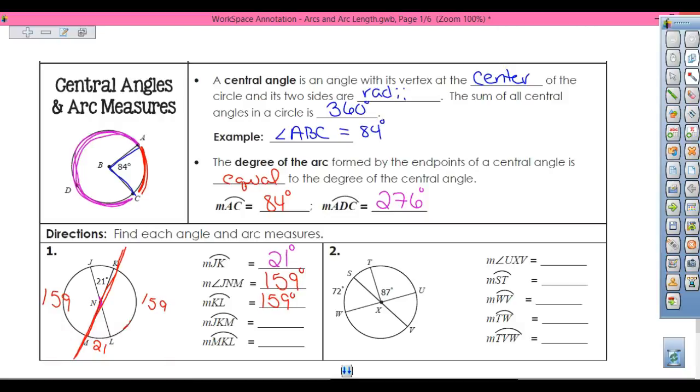So now it's asking for JKM. So you got to go in the order that it gives you, from J to K all the way around to M. So you're going to add all those together, your 21 plus your 159 plus your 21. You think it is or you know it is? You have a calculator in your head. Everybody should be exercising their fingers right now. 200 what? 201? Great. Is that right? 201?